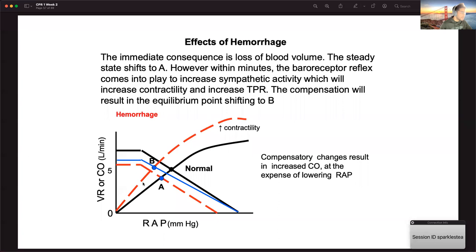Such as what you would see with a hemorrhage. So quickly, it'll go from A to B, right? It's going to force an increase in contractility. And obviously, this is kind of good because it preserves you for a while.